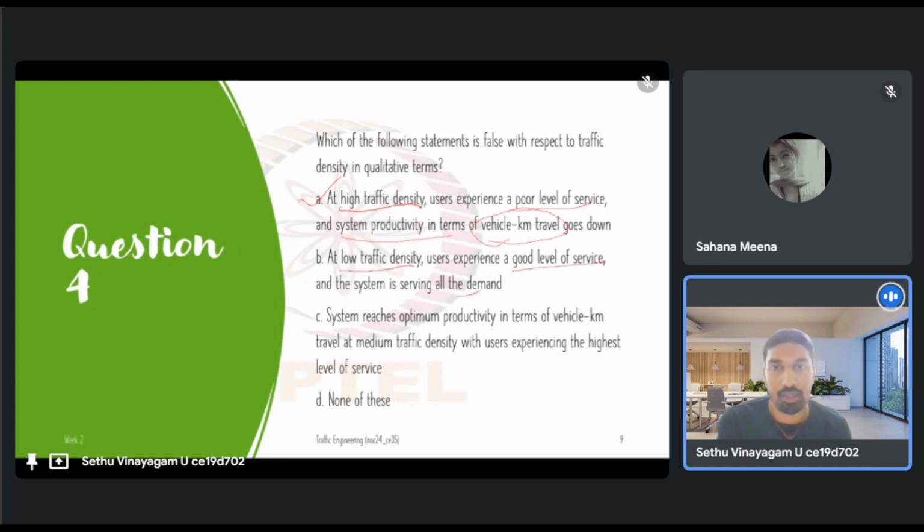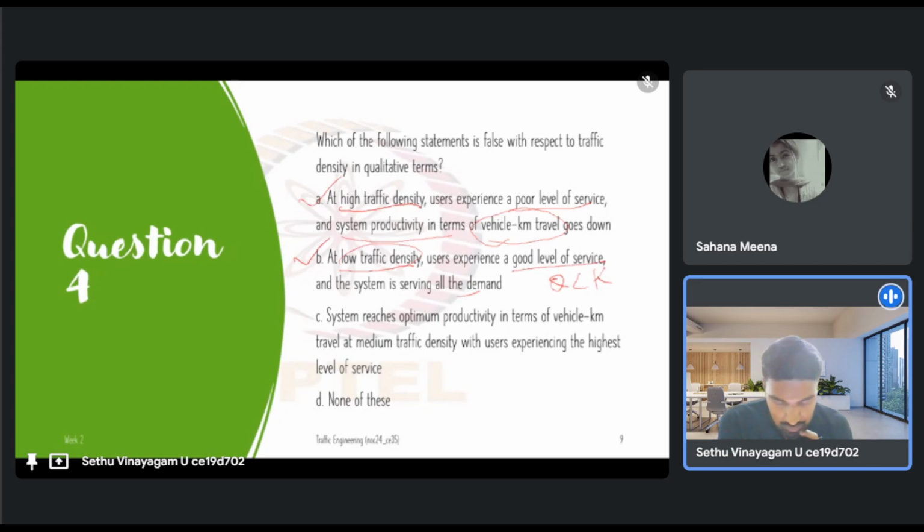B says at low traffic densities, users experience a good level of service and the system is serving all the demand, which means the flow is less than the capacity. Whatever is coming in is able to go out at a good speed as well, because the traffic density is low. We know at low density speeds are high. So the overall level of service is good. So B is also correct.